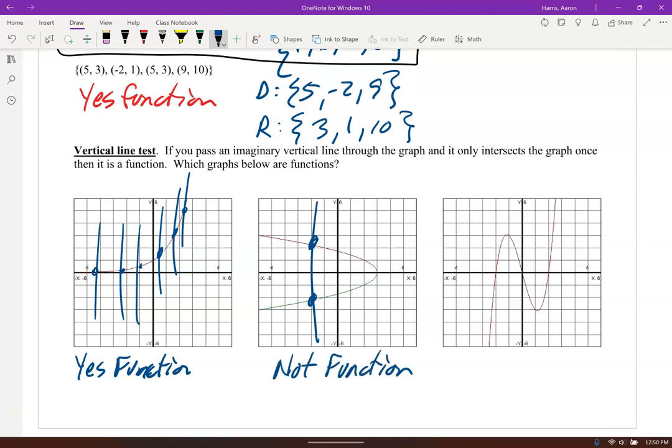So this is called the vertical line test, because for this x value of negative 2, I'm hitting here and I'm hitting here. For that x value, there's more than one y, right? Remember, to be a function, for every x, there can only be one y. Here, I run the vertical line test. I'm only hitting once. This one's okay as well. So yes, function.